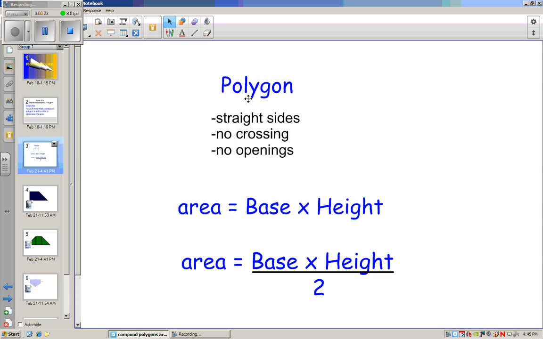And the first thing I want to talk about is just a reminder of what a polygon is. A polygon is a two-dimensional shape that has straight sides. There's no crossing of those sides and there's no openings.